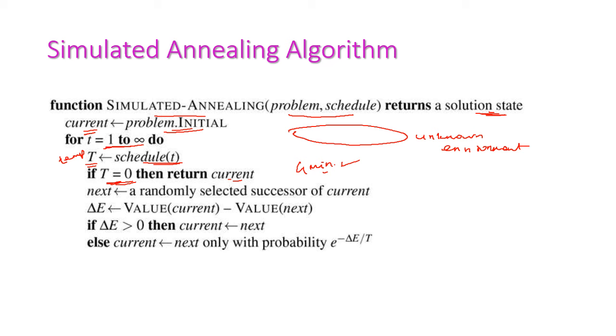Then that will return the current state. Otherwise, next equal to a randomly selected successor of current. This is the current. The randomly selected successor of current will be moved to next. And we will do the evaluation function delta E, which is equal to value of current minus value of next. If delta E is greater than 0, then the next will become current, right? Current equal to next. Else, current equal to next only with the probability of e power minus delta E divided by t, that is a value between 0 and 1. Then only the next will change to the current. This is the algorithm of simulated annealing.